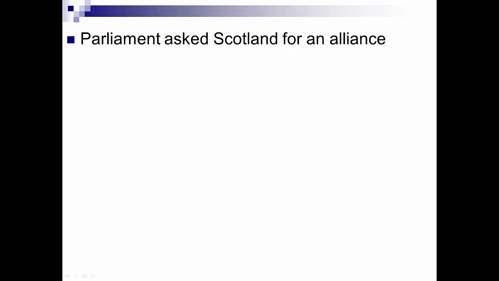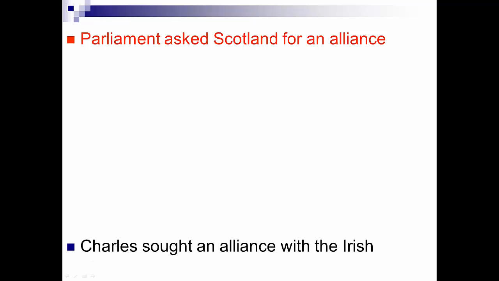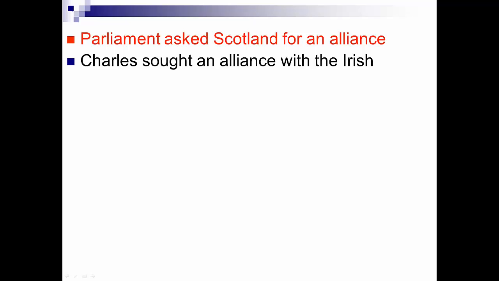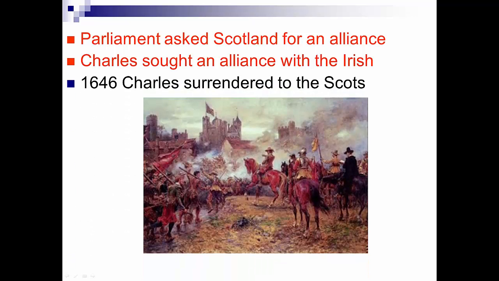Parliament asked Scotland for an alliance, which they received, and then Charles, of course, sought an alliance with the Irish. In 1644, the Scots entered England and marched on the Cavalier army at York. The Royalists were badly defeated at Marston Moor and lost their hold on the northern areas. By 1645, at Naseby, the king was finally defeated, and so in 1646, Charles I will surrender to the Scots.